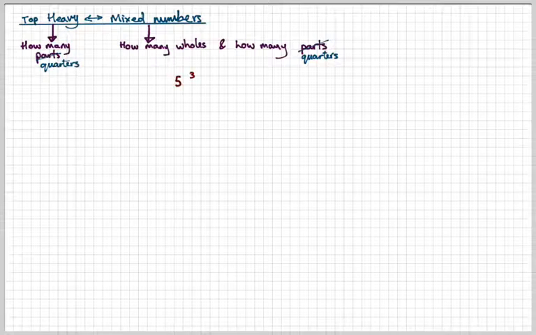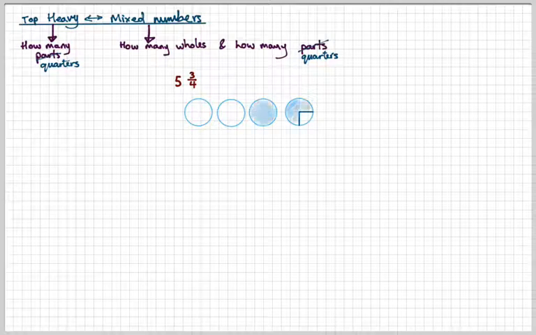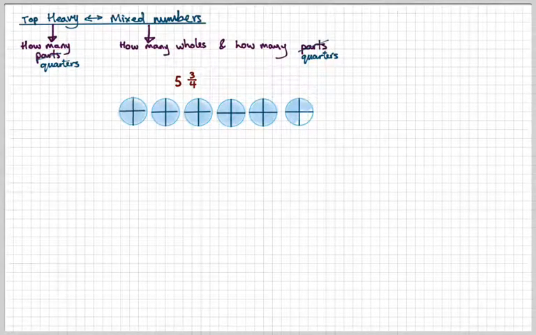We'll look at an example now. So let's say we've got 5 3/4. This would be a mixed number or a mixed fraction. We could draw this as 5 wholes and 3/4. So we've got 5 wholes here, you can count them, 5 whole circles, and then 3 quarters at the end there. Okay?